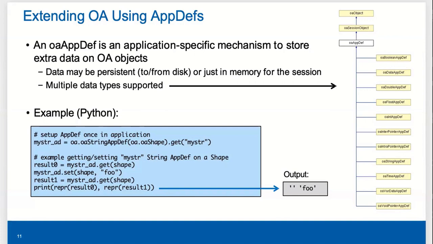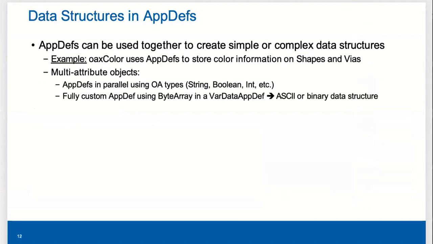And then we go ahead and set on the shape a value for that app def. I just put the word foo in there. And then I ask again to get that back out, and it prints now that data has been stored on there. So this is just a basic example. It's definitely a big topic that's not going to fit into a presentation in a forum like this, but just to kind of show you that you can save your own data on the open access database directly.